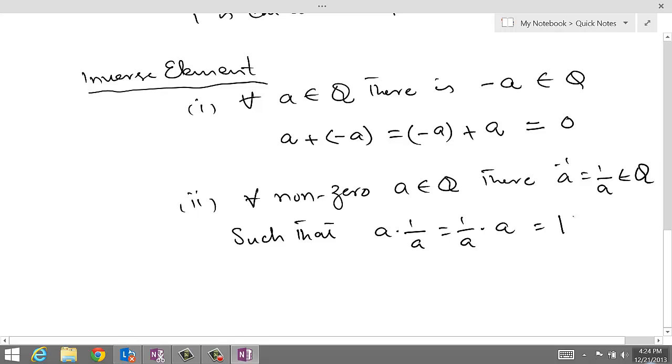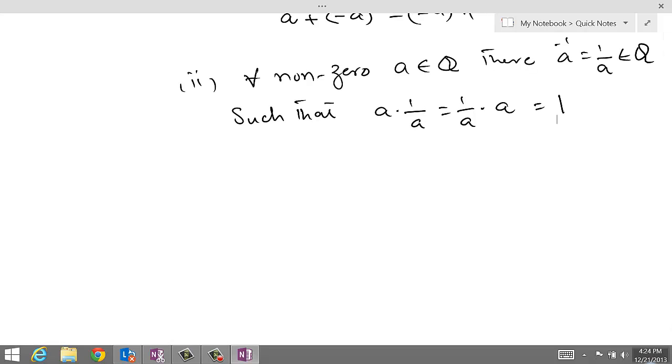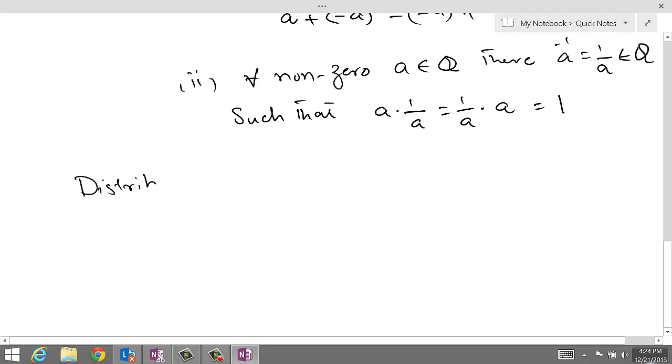the multiplicative identity. These are the primary properties of rational numbers, and we still have to discuss the distributive property.